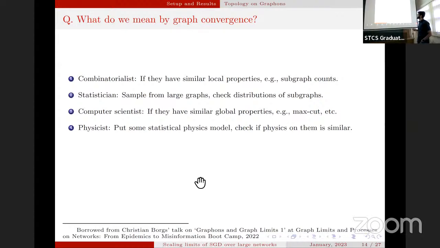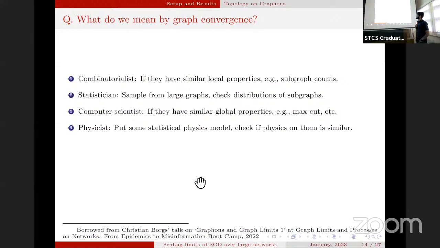I just stole this slide from Christian Borgs, but let's say a combinatorialist takes this problem in hand. You have two graphs, G1 and G2. Are they close or not? They will check local properties like subgraph counts. They will look at whether the edge density in these two graphs is the same. Maybe yes. Is the triangle density the same? Is the clique density the same? Is the cycle density the same? I can ask all sorts of questions. If all these local properties are similar, the combinatorialist might say that the two graphs are close. Maybe they don't know how to quantify it, but there is a notion at least.